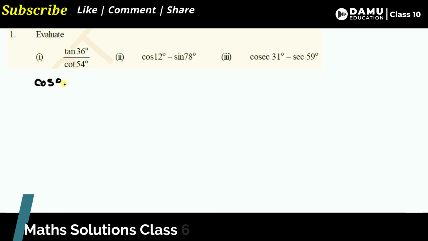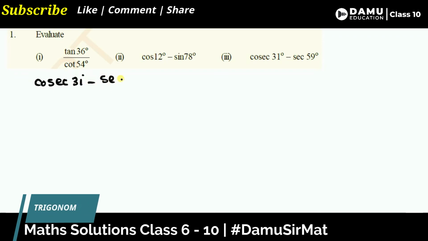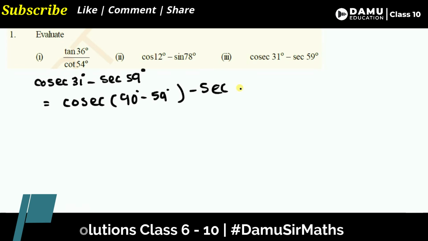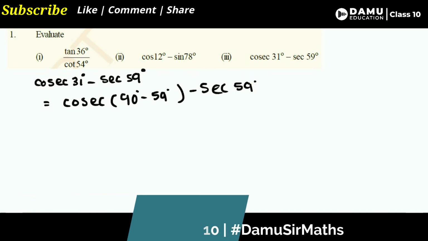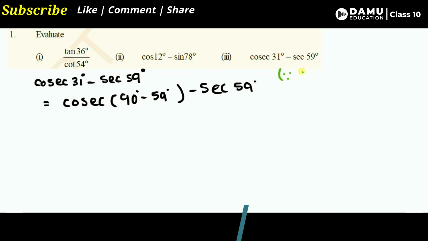Here our third one is cosecant 31 minus secant 59 degrees. Write what is given: cosecant 31 degrees minus secant 59 degrees. Let's convert cosecant 31 degrees using one formula. Write it as cosecant (90 minus 59) degrees, which is 31, minus secant 59 degrees. So what is the formula? Cosecant (90 minus theta) is equal to secant theta. So what is theta here?